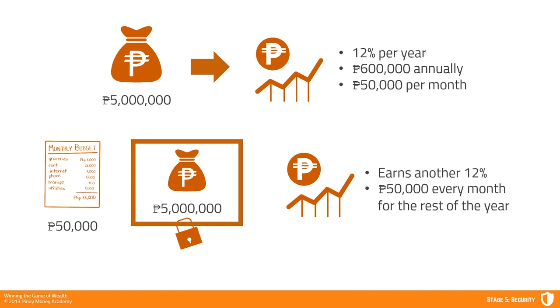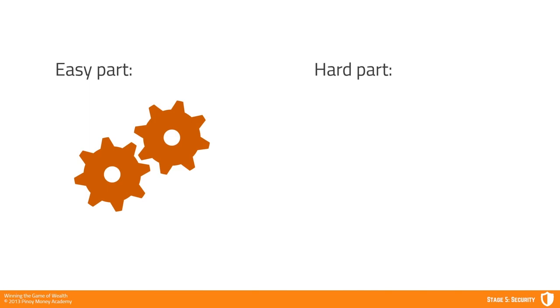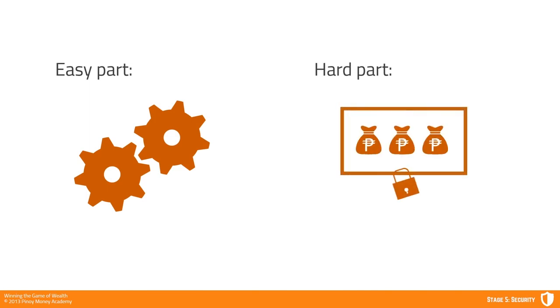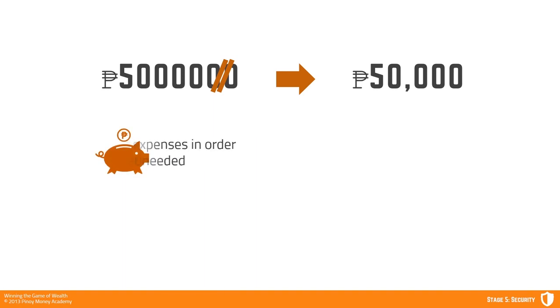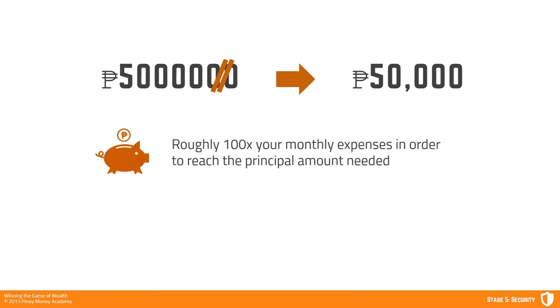Meaning the next year, if it earns another 12%, then that means you have another 50,000 pesos every single month for the next year. Earning passive income from investments is actually very simple and easy to do when it comes to the technical side. The hard part really is accumulating the principal amount so that you can live on the interest. In our example, you needed to have 5 million pesos just to have a monthly income of 50,000 pesos. If you notice, 2 big zeros were slashed off in that conversion. That means you need to save roughly 100 times your monthly expenses in order to reach the principal amount needed.